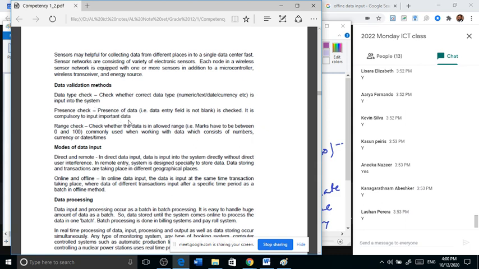Range check. Check whether the data is allowed in the range. Commonly used when working with data which consists of numbers, currencies or date and time. Now look, here we are given a range. This is mostly used with numbers. Think, if we enter a name, we cannot give characters, we cannot check a range.